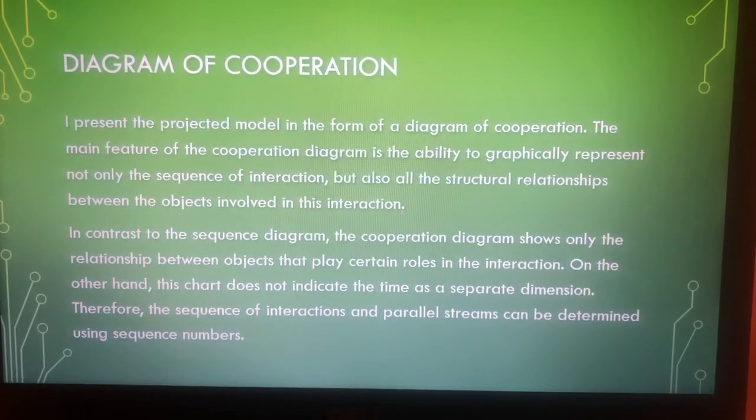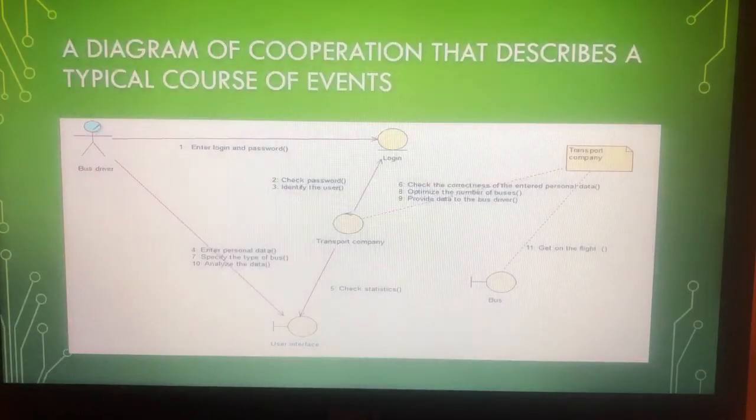The sequence of interactions can be determined using fraction numbers. On the other slide, you can see how the diagram of cooperation that describes a typical course of events can look like.